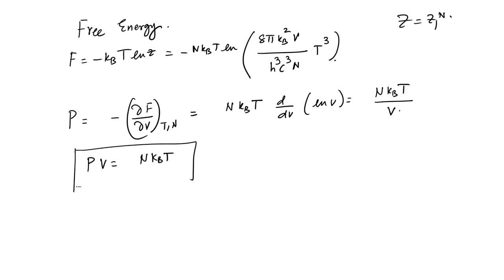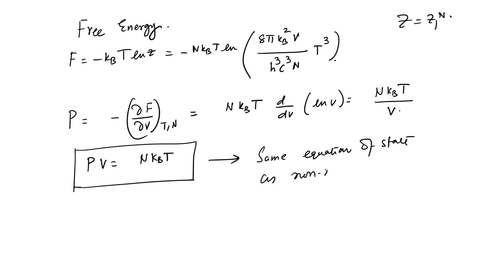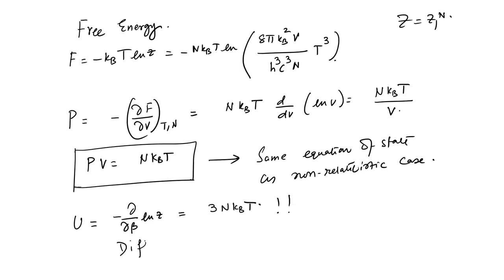And this gives us PV equal to N kT. This is an interesting result because it is the same equation of state as the non-relativistic case. Okay. However, there is something that is different that you will see here, when we talk about the internal energy, U equal to minus del del beta of log Z, which we have derived earlier. It's equal to 3 N kT. And this is different than the non-relativistic case. I'll write it in short.